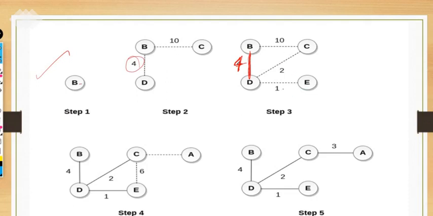So among all these three, which one is the minimum? 1 we have to take, right? And next, 2 is also minimum among these two, right? So we will take 1 and 2 and we will exclude this 10. Why? Because we have taken the minimum ones here, right? If we take this one after taking these minimum two, it will create a cycle.